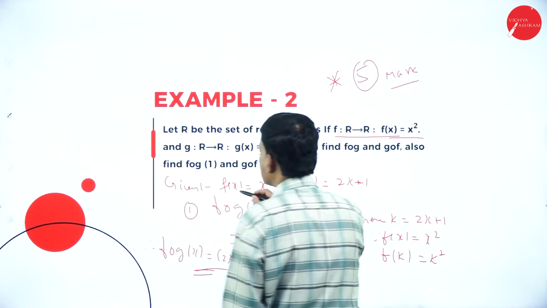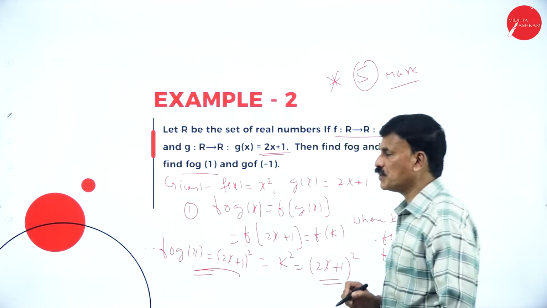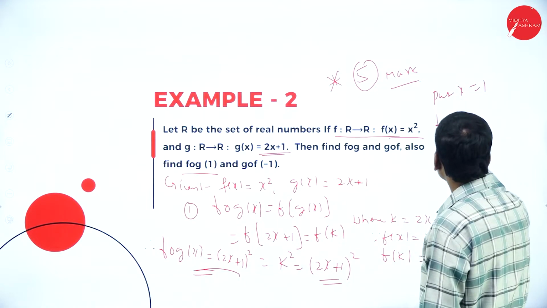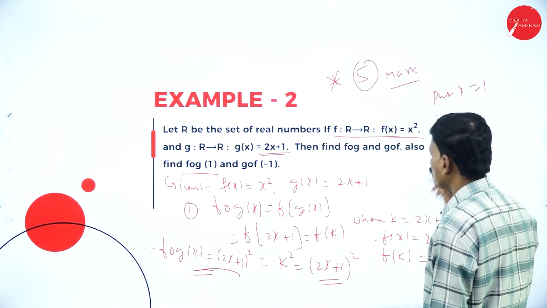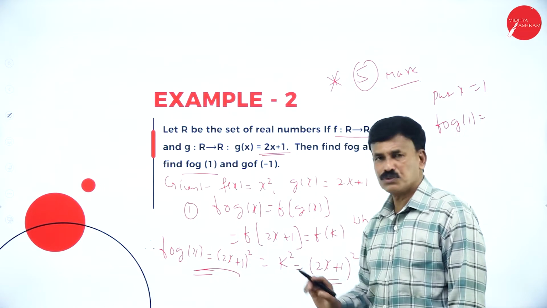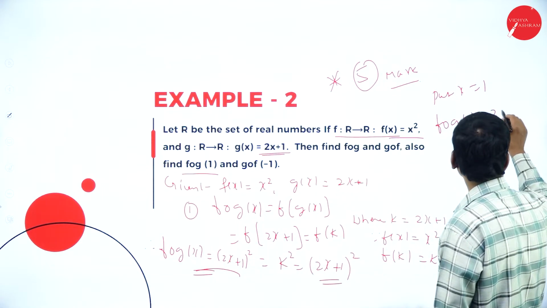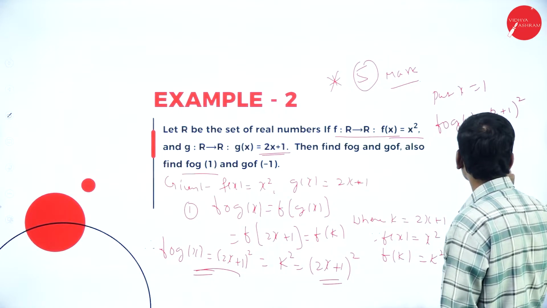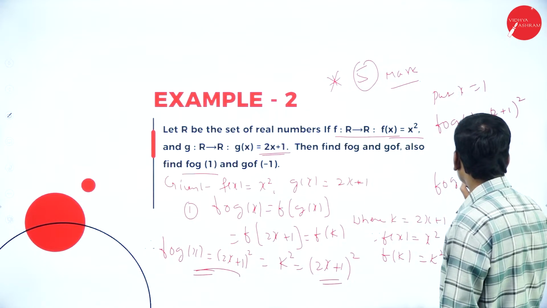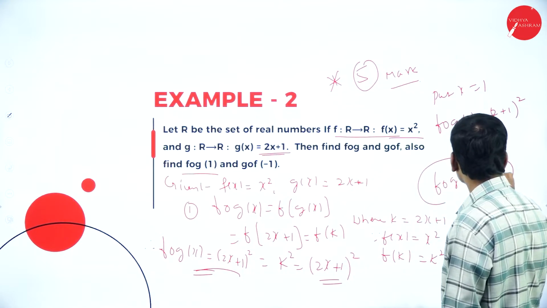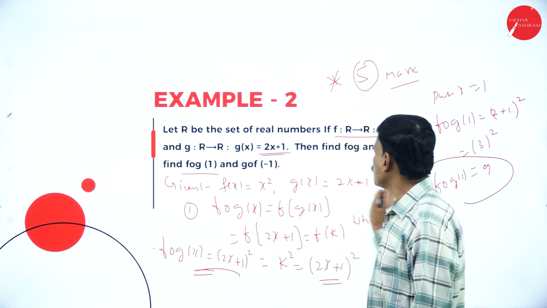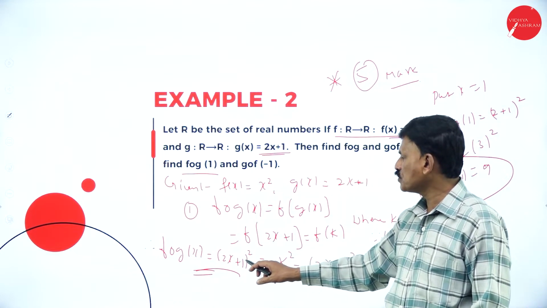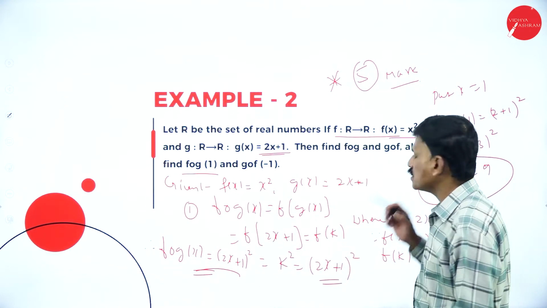Now, let me take this. Similarly, find f naught g of 1. If you put x is equal to 1, then what happens? f naught g of 1 is equal to, instead of x I can put 1, then this becomes 2 into 1 is 2 plus 1 whole square, that is nothing but 3 square is equal to 9. So f naught g of 1 is equal to 9, that's it. Because put x is equal to 1, then this becomes 2 into 1 is 2 plus 1 is 3 whole square, 3 whole square is equal to 9.